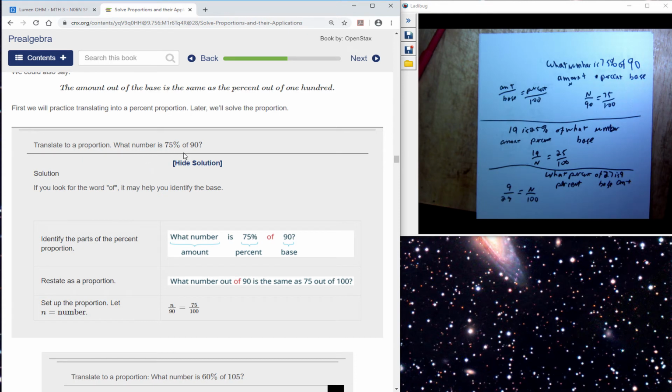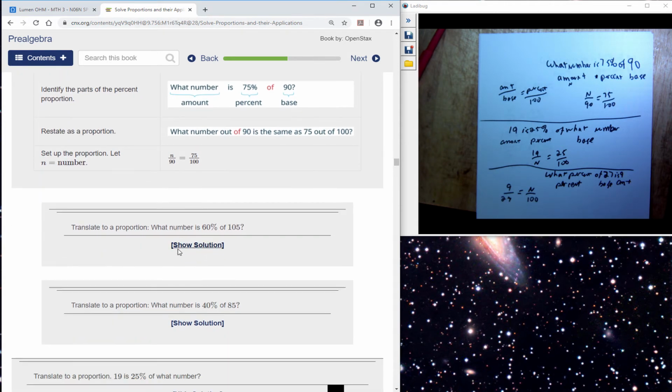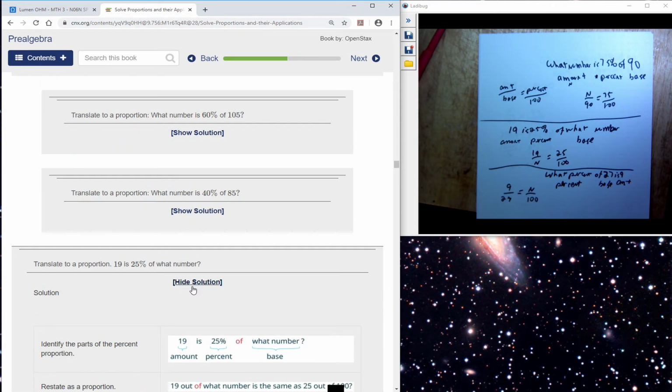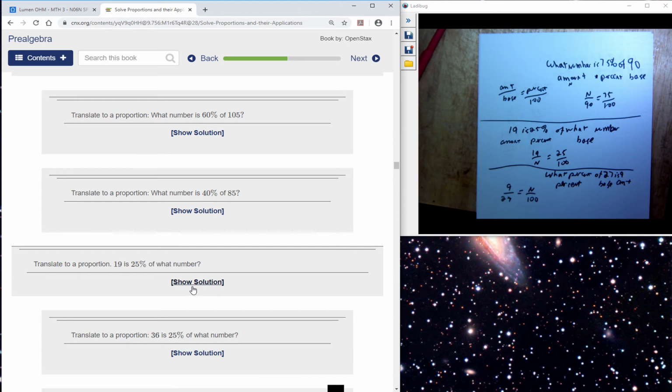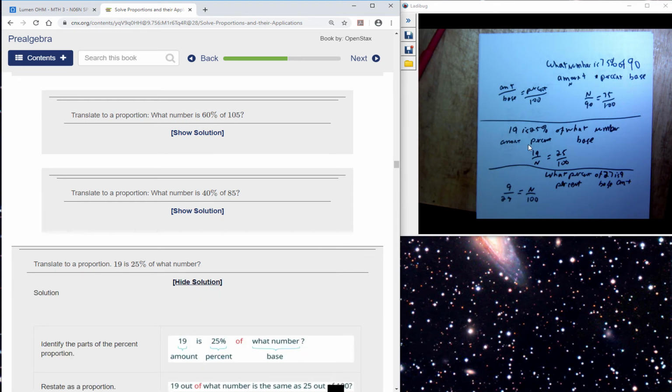What number is 75% of 90? So identify my base, my percent, and the amount. The part that comes after of is the base. Write out my proportion, plug into it. $19 is 25% of what number? So my base comes after of, and that's my percent, there's my amount, and I plug in.